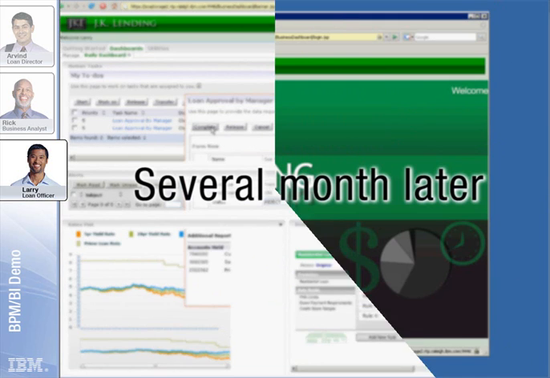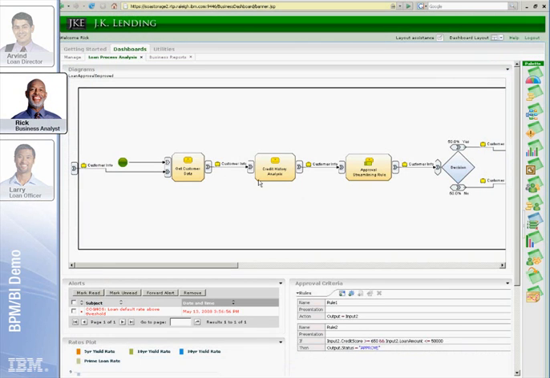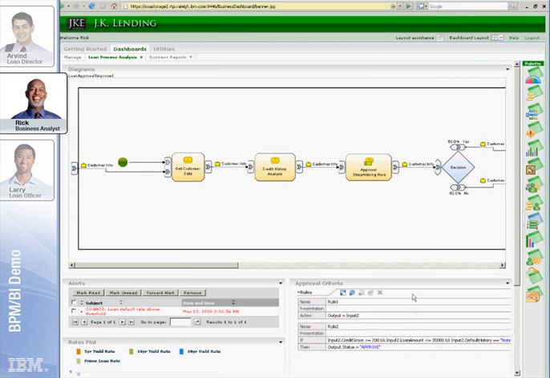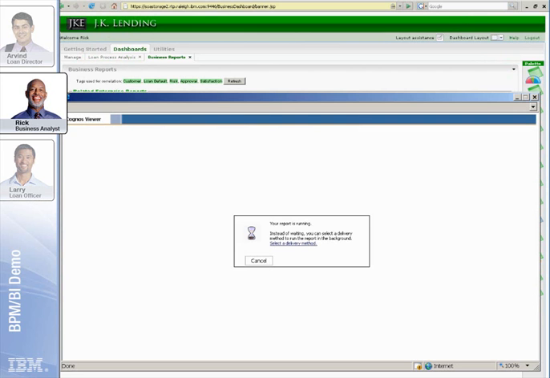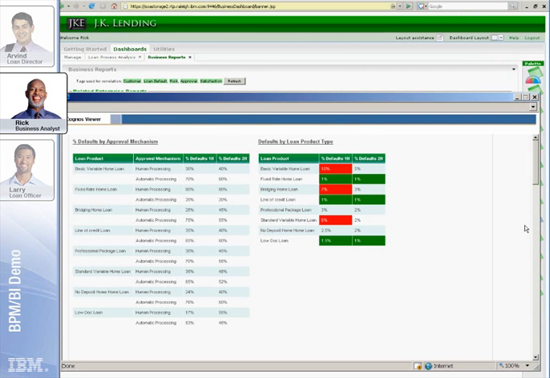After several months have passed, we watch Rick as he logs into his business space to see how the new business rules are performing. He runs a report to compare current performance with previous quarters. He wants to make sure everything is running smoothly. The reports show that the new rules have made a significant difference. The default rates are now within acceptable limits across all loan types.